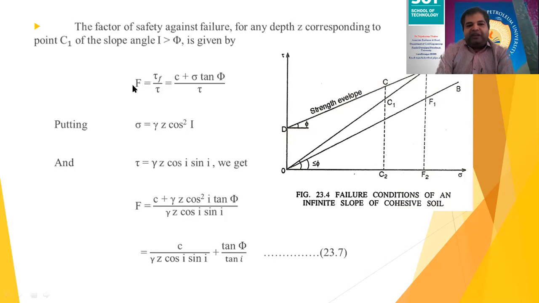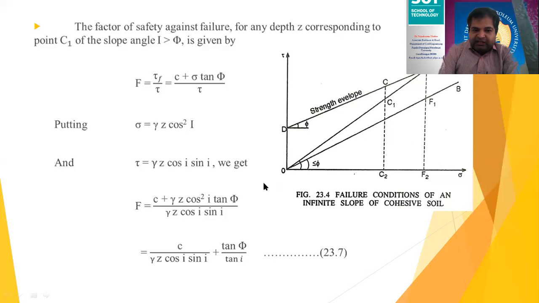So the factor of safety F is equal to, as you know, tau F upon tau. For tau F, we can put this equation: C plus sigma tan phi, upon tau, where sigma you already calculated last time, which is nothing but gamma Z cos square i. There is some problem: this is not capital I, it should be the small i, which is the slope angle. Please do the corrections. And tau is equal to gamma Z cos i into sin i. This equation we have already developed in the last lecture.